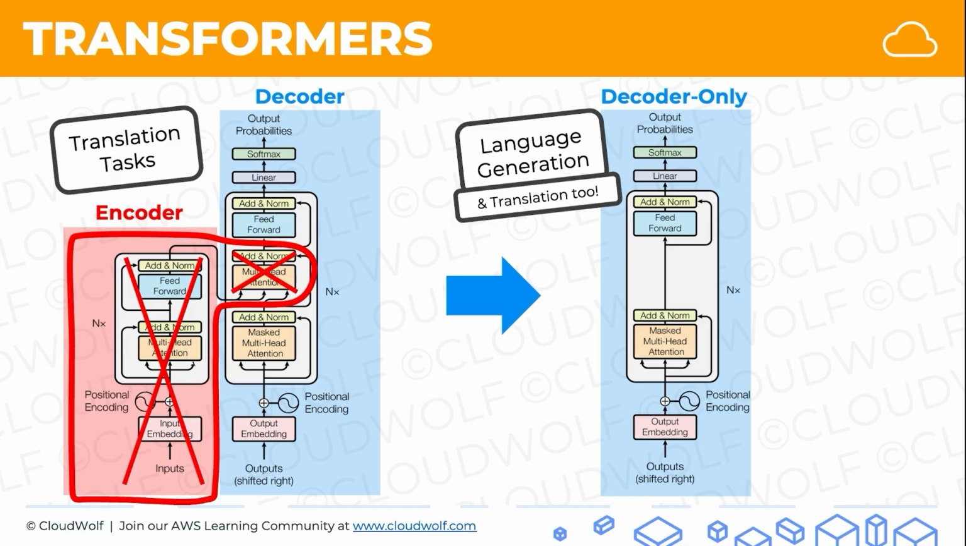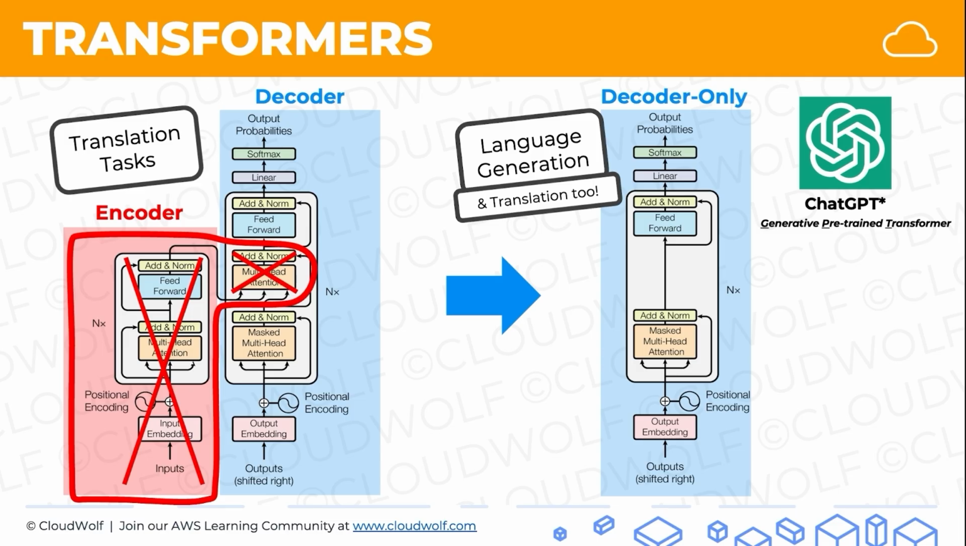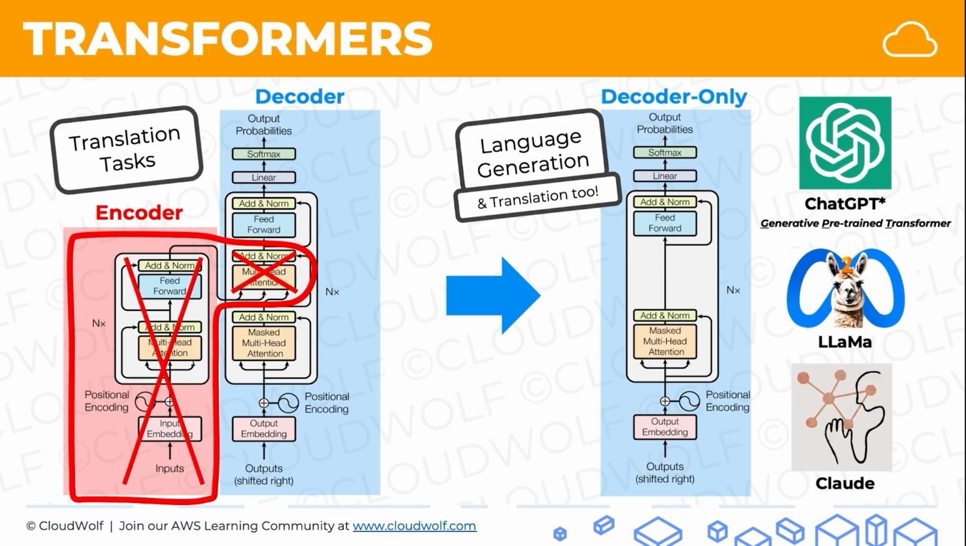It's able to generate language and actually able to do translation too. It's been adapted to do translation. It's even more efficient than the two-part architecture. And it's in the foundation of models such as ChatGPT. By the way, GPT stands for Generative Pre-trained Transformer. Llama from Meta, Claude from Anthropic, and many other models.